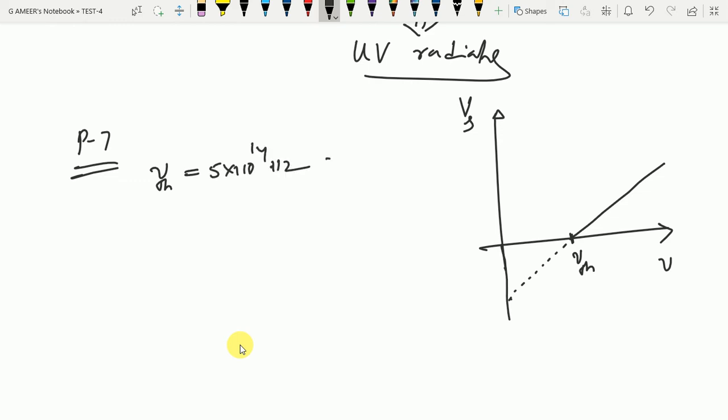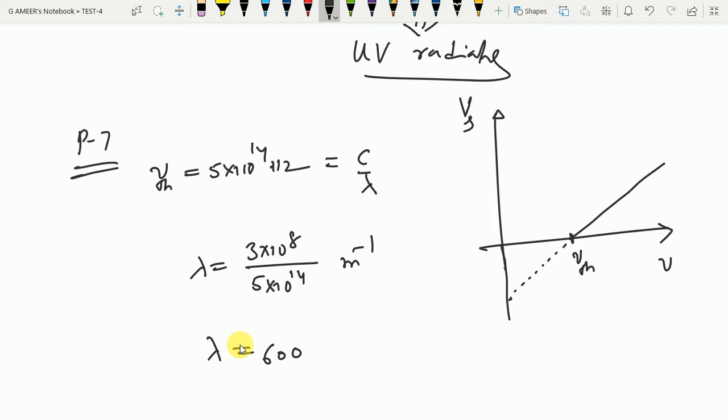The wavelength they are asking for: c is equal to nu lambda. So lambda will be equal to 3 into 10 power 8 meters per second divided by 5 into 10 power 14 per second. When I simplify this, I'll get 6000 angstroms. 3 by 5 is 0.6, so 6000 angstroms will be there. So P7, 6000 angstroms, B is the best option.